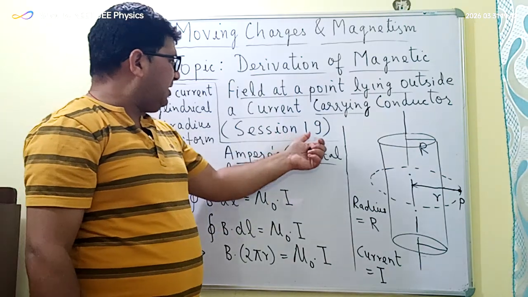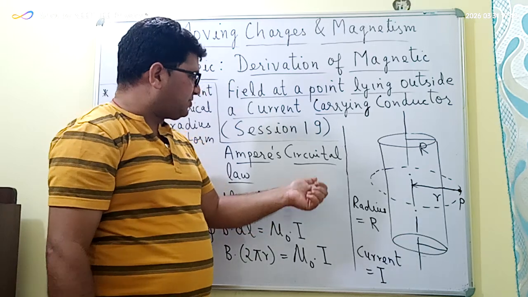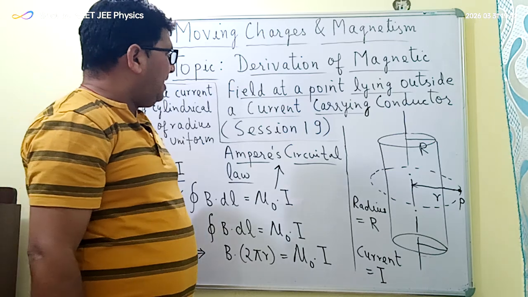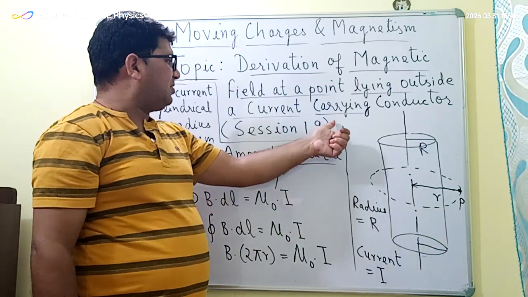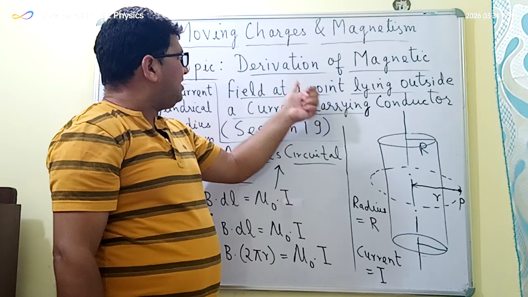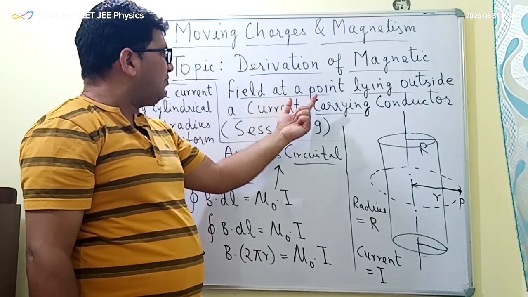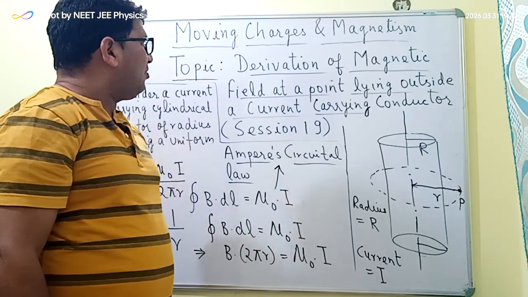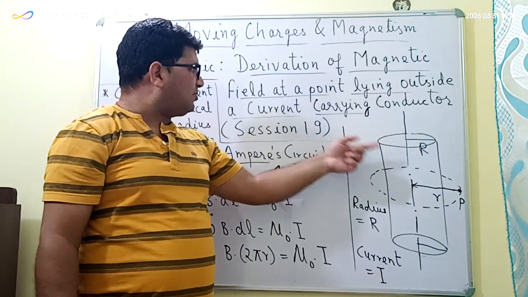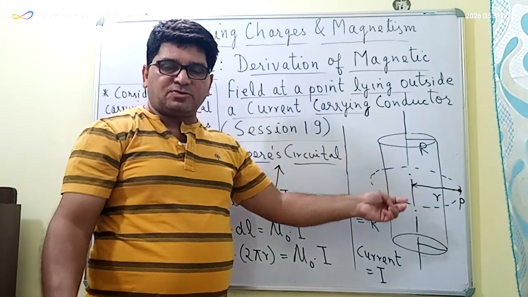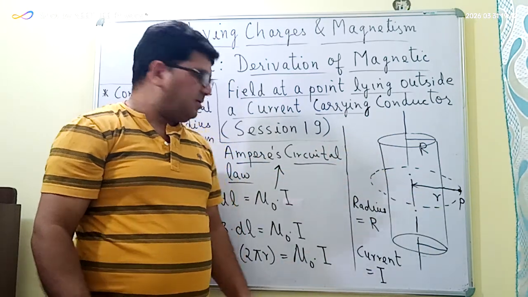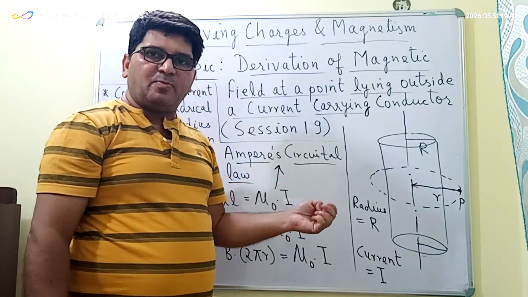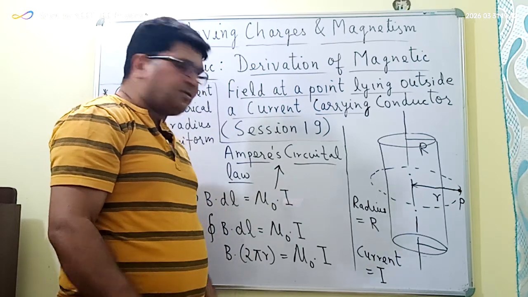So in the session number 20, I will be discussing one very simple question which will be based on this topic of Ampere's Circuital law, and on what we have studied in the session number 18 and 19. In the session number 18, we have derived the equation of the magnetic field at a point which was lying inside the current carrying conductor, and today we have derived the equation of the magnetic field at a point which is lying outside the current carrying conductor. So we will be using all those points in the session number 20, and we will try to solve one very simple numerical problem, but it will be based on this topic of Ampere's Circuital law.